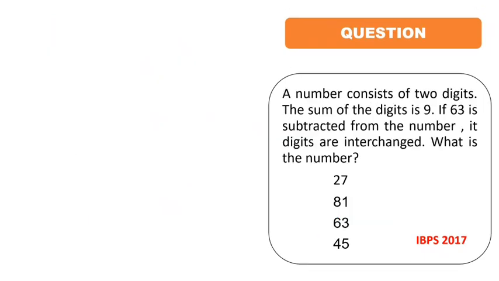So this is your next question. A number consists of two digits. The sum of the digits is 9. If 63 is subtracted from the number, digits are interchanged. What is the number? Very interesting question. This type of questions are very common in IBPS or Staff Selection Commission exams.